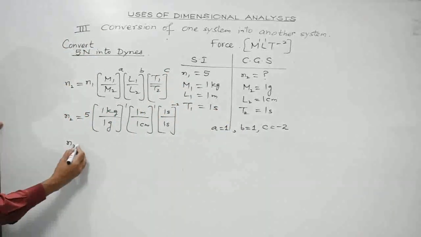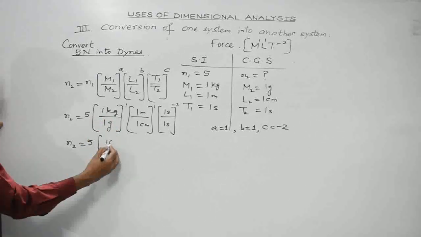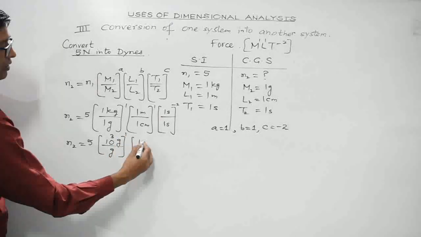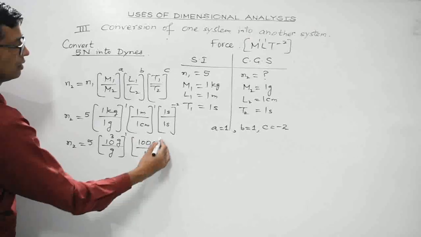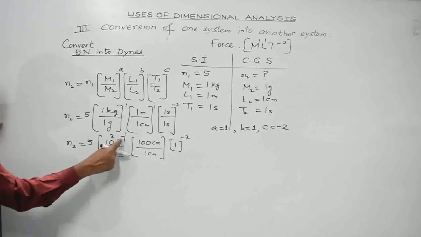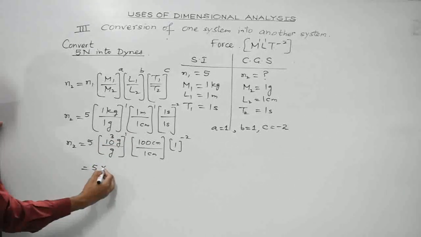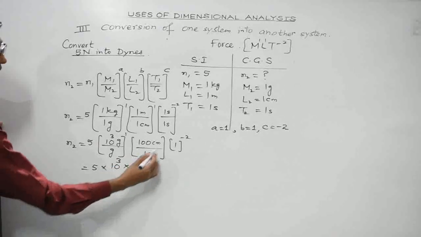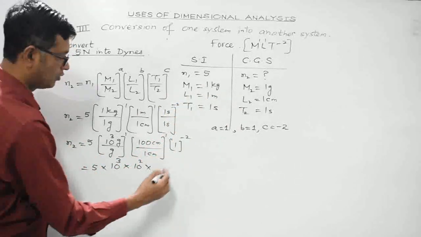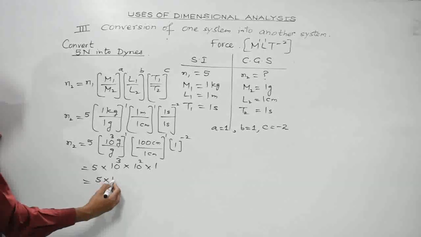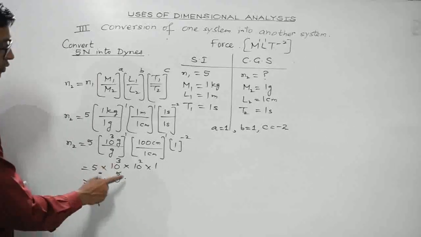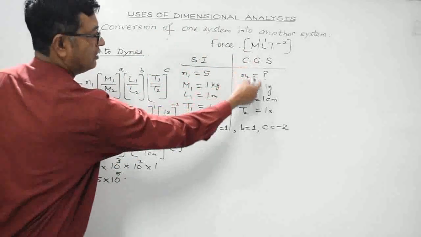Now look, 1 kg is 10 to the 3 gram. 1 meter is 100 centimeter. 1 second over 1 second will get 1. Okay. Gram get cancelled. 10 to the 3 to the power 1. We get 10 to the 3. Here we get centimeter will get cancelled. We get 10 to the 2. To the power 1 is 10 to the 2. 1 to the power anything would give us 1. So it is 5 into 10 to the power 5. That's the numerical value which we have obtained in CGS system.